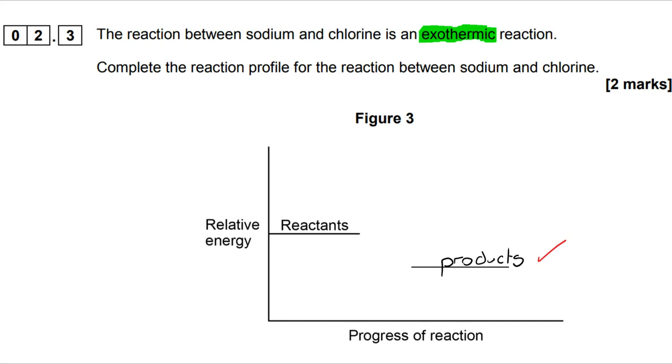By drawing that line lower, you get the first mark. The second mark is for recognising that there is an activation energy. So you get the mark for adding the hump, for showing the line going up and then coming back down as it goes from reactants to products.